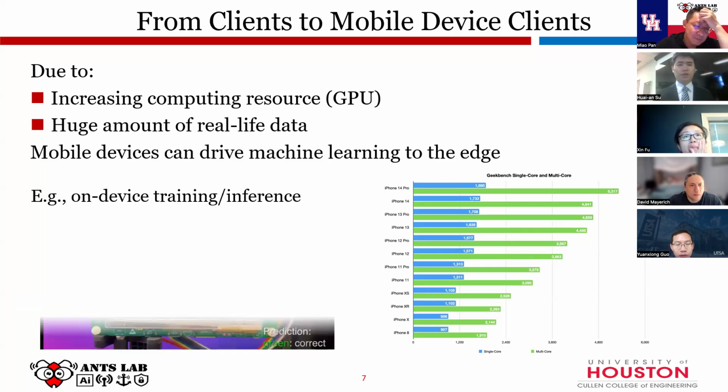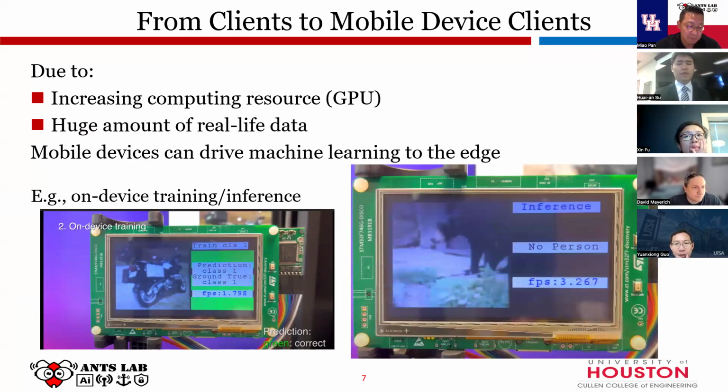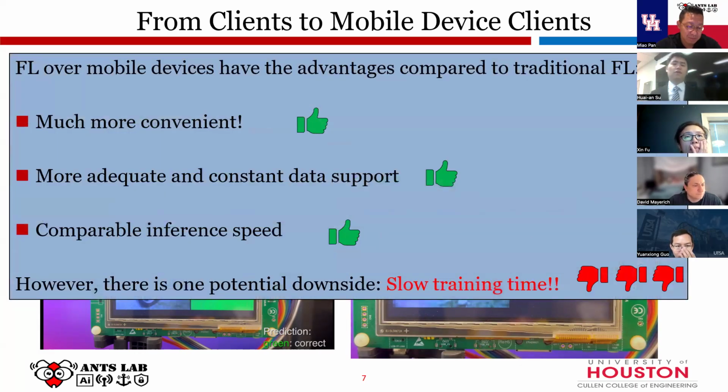In the following figure, we show that there are already on-device training or inference being performed on the devices that we use in the lab. So in summary, federated learning over mobile devices has some advantages compared to traditional FL, which is much more convenient, with more adequate and constant data support, and also comparable inference speed. However, one potential downside is the slow training time.